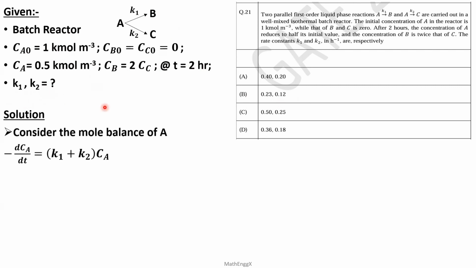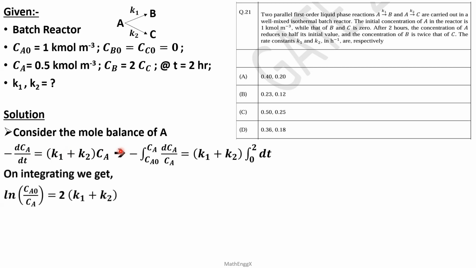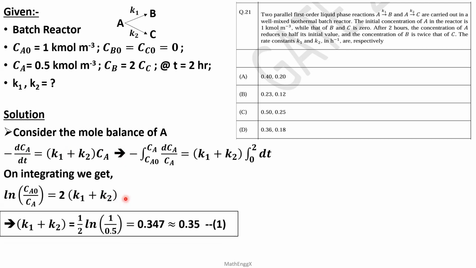First, let us consider the mole balance of A. We can write minus dCa by dt as (k1 plus k2) times Ca. We can rearrange this expression and integrate both sides. On the LHS, we integrate from Ca0 to Ca, whereas on the RHS, we integrate dt from 0 to 2. On simplifying, we get ln(Ca0 by Ca) is equal to 2 times (k1 plus k2). On substituting the values of Ca0 and Ca, we get k1 plus k2 as 0.35.